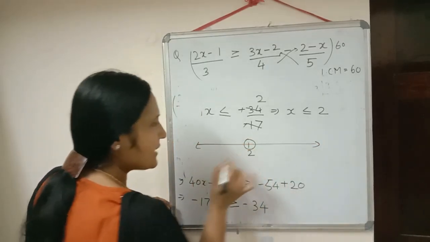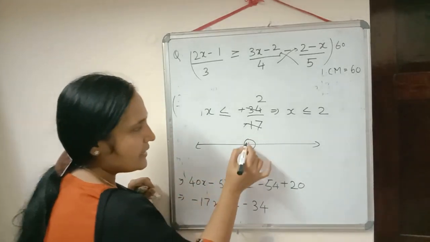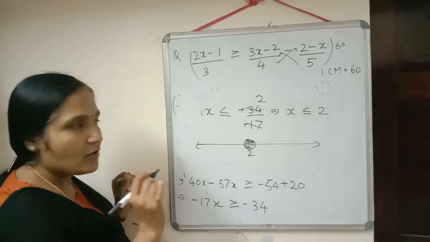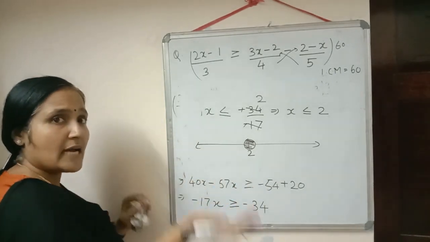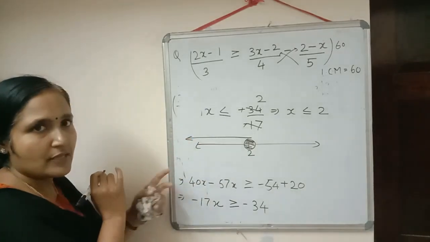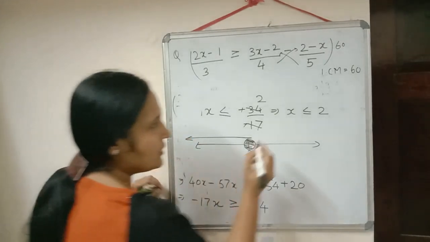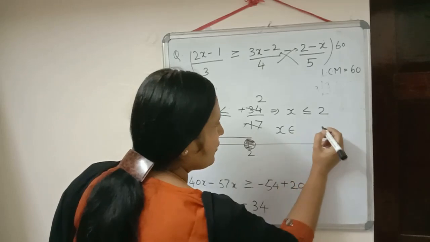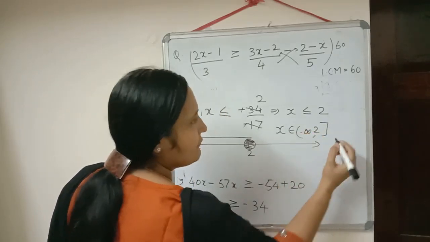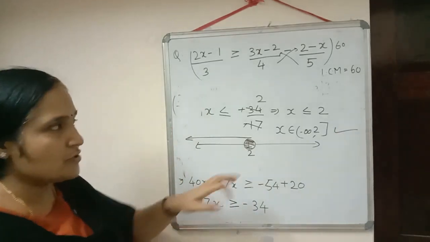And just to draw the circle: whether the equal to sign is there? Yes, the equal to sign is there, then we have to use a closed bracket. All the values which are less than or equal to 2, means we are moving to the negative side. So it will be x belongs to the closed interval minus infinity to 2. This is the real solution.